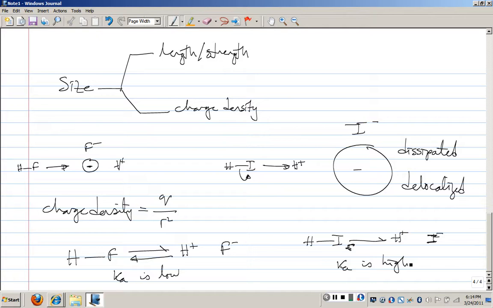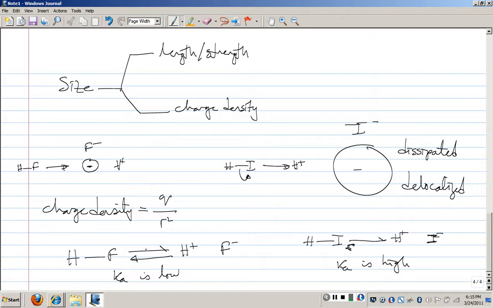So the size of I, or the size of the atom to which H is bound, affects the acidity of the compound in two ways. One is in terms of the length and strength of the bond. So if you will, that affects this arrow, right? Because obviously the longer the bond, the more easily and more completely it breaks. The other factor is that the size of the atom affects the charge density on the ion.